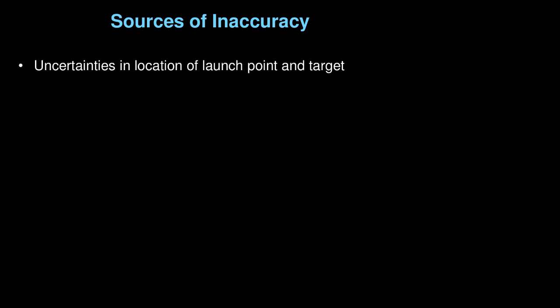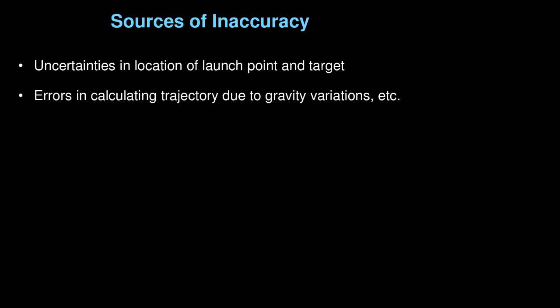Well, one that was an issue for a while but is less of an issue now is just uncertainties in the location of the launch point and the target. That's largely been taken care of with things like GPS. Second thing that people worried about for a while was errors in calculating a trajectory due to gravity variations of the Earth. The fact that the Earth is not exactly round, the fact that the densities of the Earth change the gravity map. Those things are understood better now, in part because of experience having satellites going around the Earth and understanding what happens to their orbits.